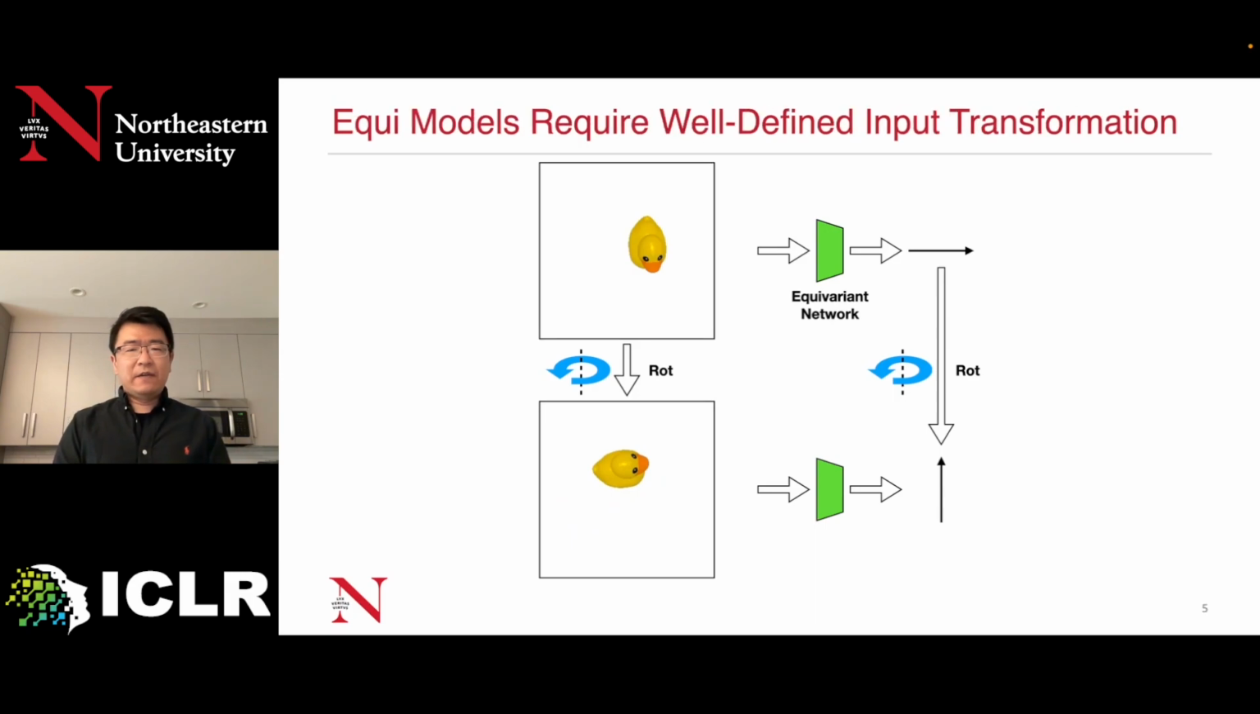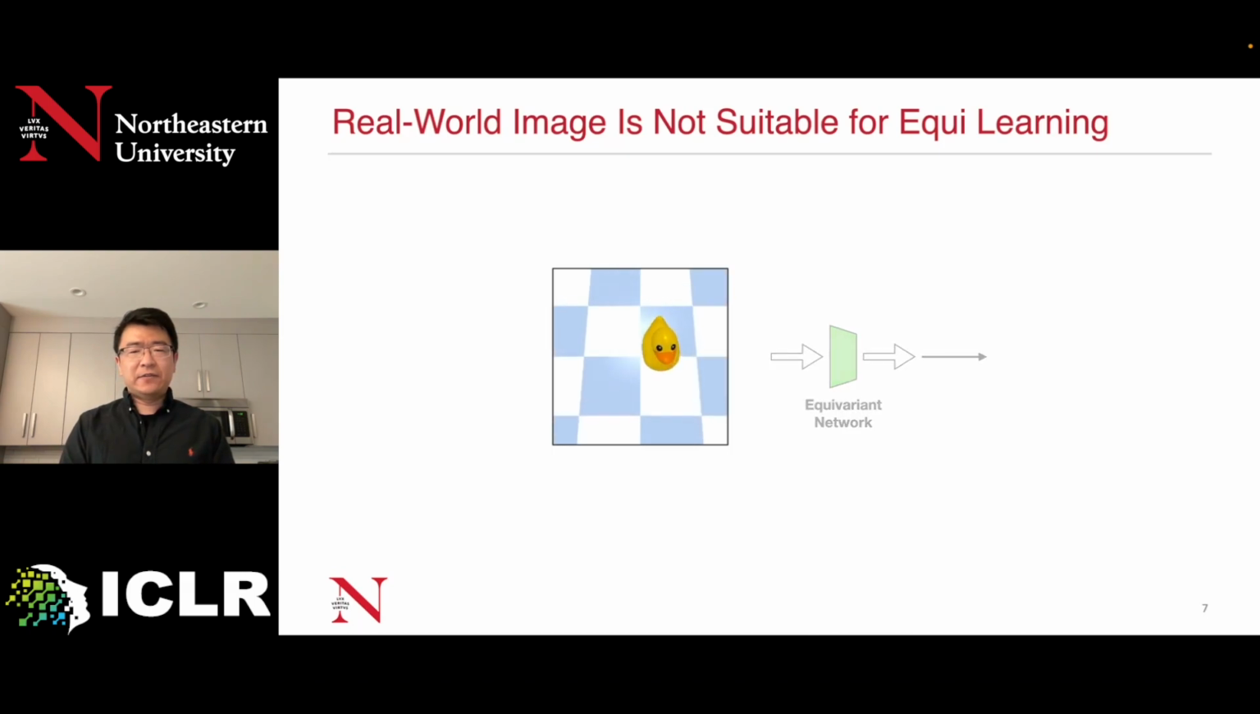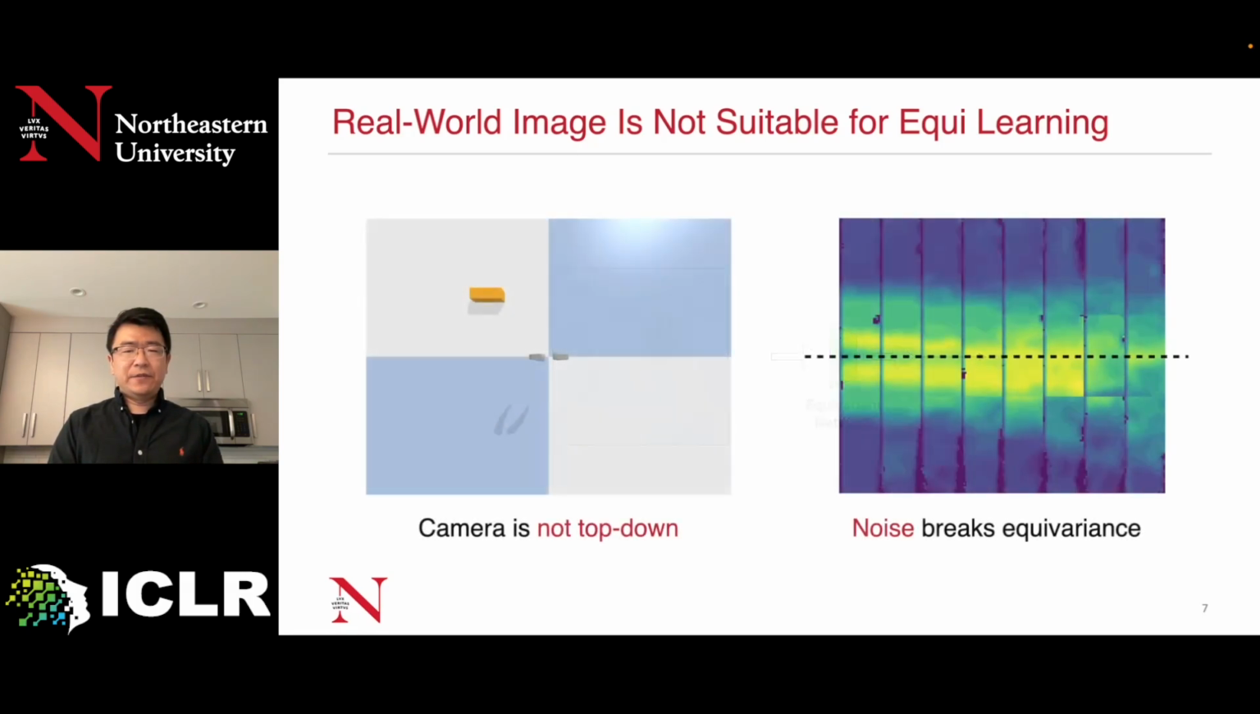However, one of the main constraints of equivariant models is that they require a well-defined input transformation. In our example, that means we will need a perfect top-down image so that we can use the rotation of the image to represent the rotation of the state. However, real-world images are not always that perfect. There might be a fixed background that will not rotate, or we don't have access to a top-down camera. This is very common in real-world tasks.